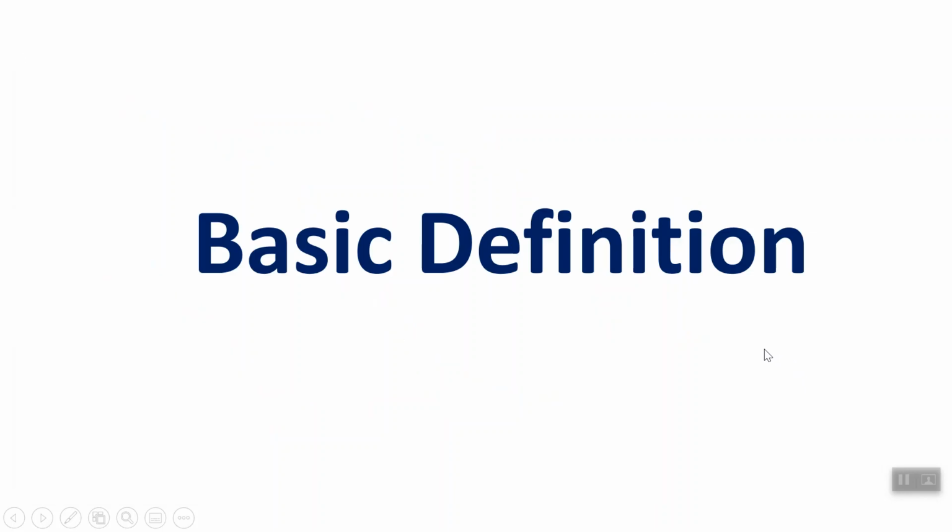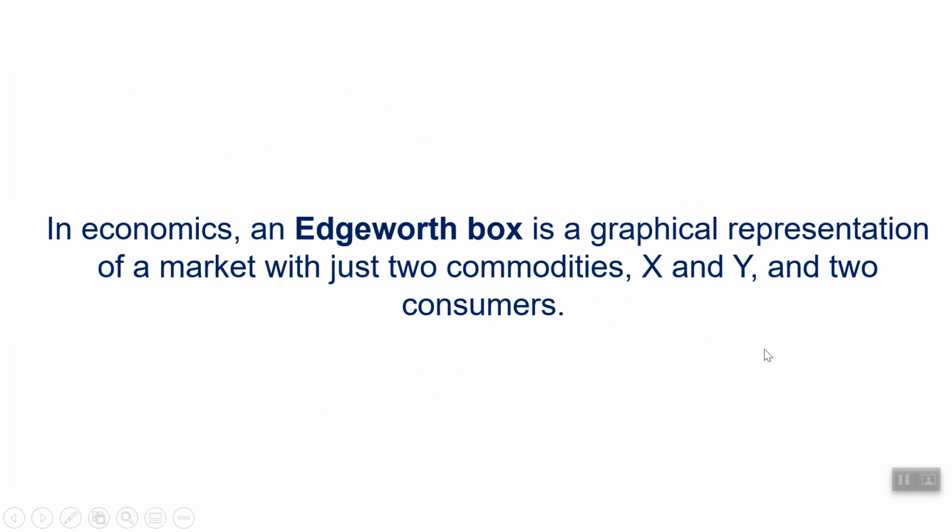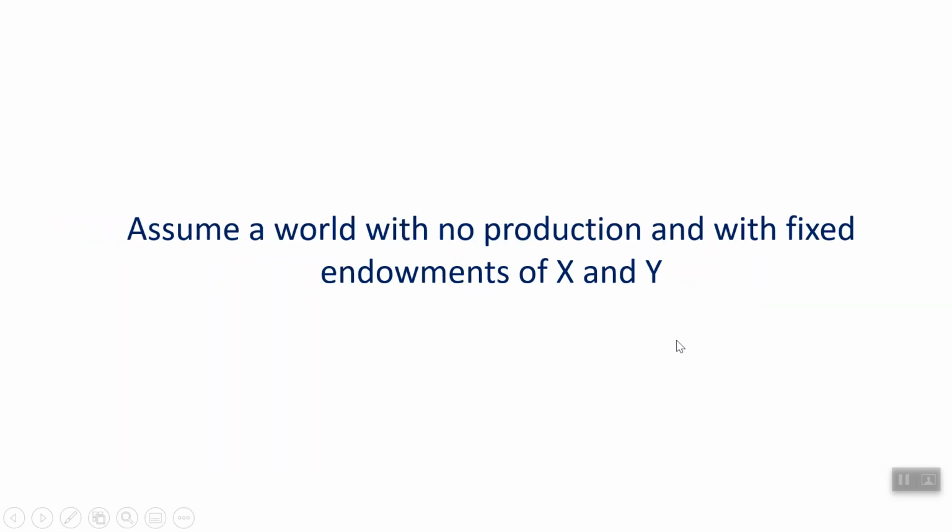Talking about the basic definition of Edgeworth box, in economics, an Edgeworth box is a graphical representation of a market where we just have two commodities X and Y and two consumers. Assume a world with no production with fixed endowments of X and Y. So X and Y are fixed and there is no production, and it has to be distributed between two consumers.